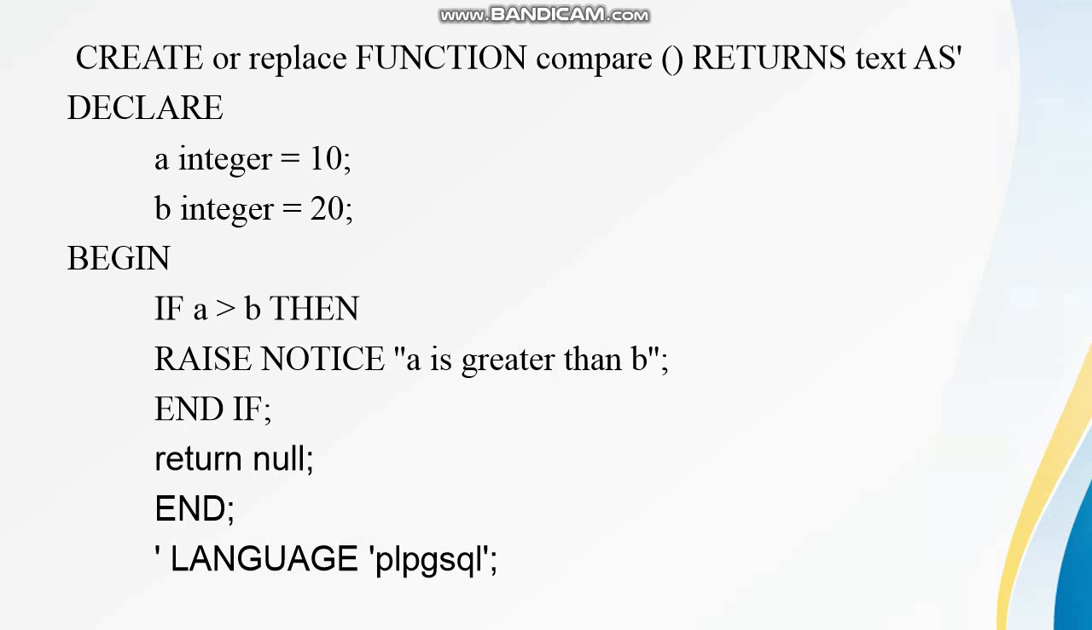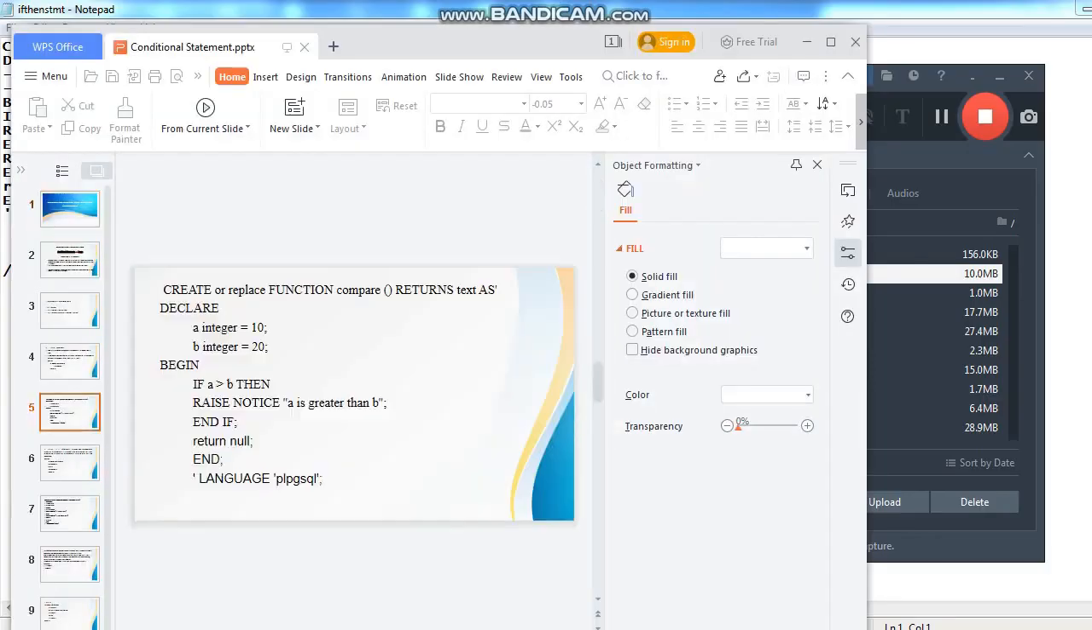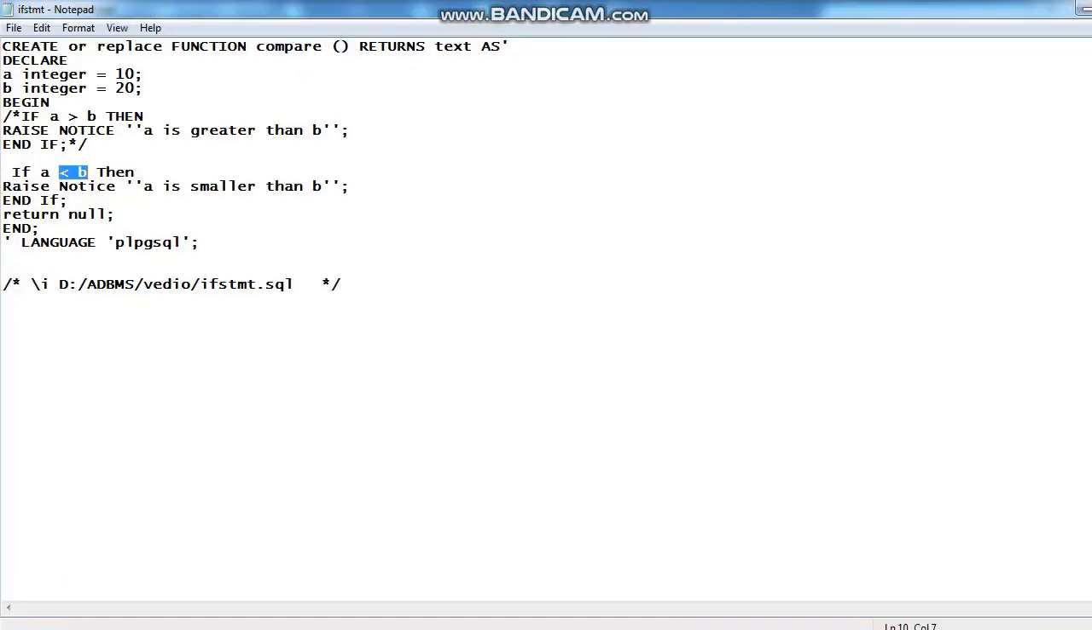So I'll execute this particular example and show you. I have already written that particular example. You can see this is the example. Create or replace function compare returns text as. So I am basically creating the function with the name compare. I have taken a declaration part over here where a and b are two variables declared of type integer. A is initialized with the value 10 and b is initialized with the value 20.